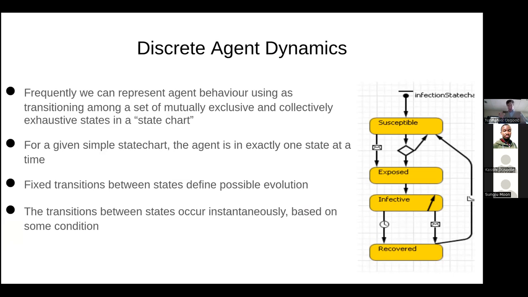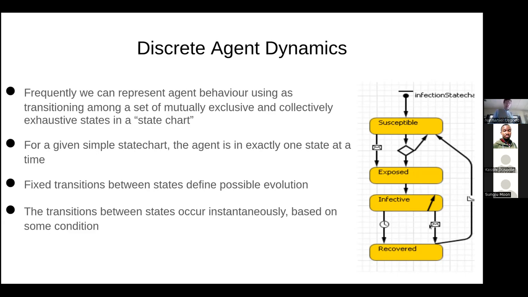And we're going to be using state charts as a tool for illustrating at once the possible states an agent can be in with respect to a particular condition. So in this case, they could be susceptible, exposed, infected, recovered. The sets of actions that can change them from one state to another, these transitions, and the rules that govern those actions, as abstracted by these icons that we'll dive down to.